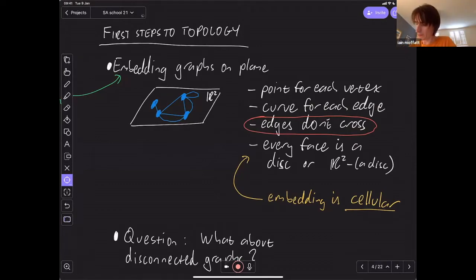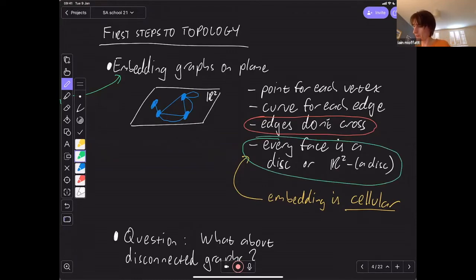There is also one other condition, and that's that every face in my drawing must be a disk. Coming up to our example here, what does this mean? Well, if I take the plane and a pair of scissors and start cutting the plane open along this graph, what am I going to get? I'll get this solid shape here, here, and here. And these are homeomorphic, or equivalent, to disks in R2.